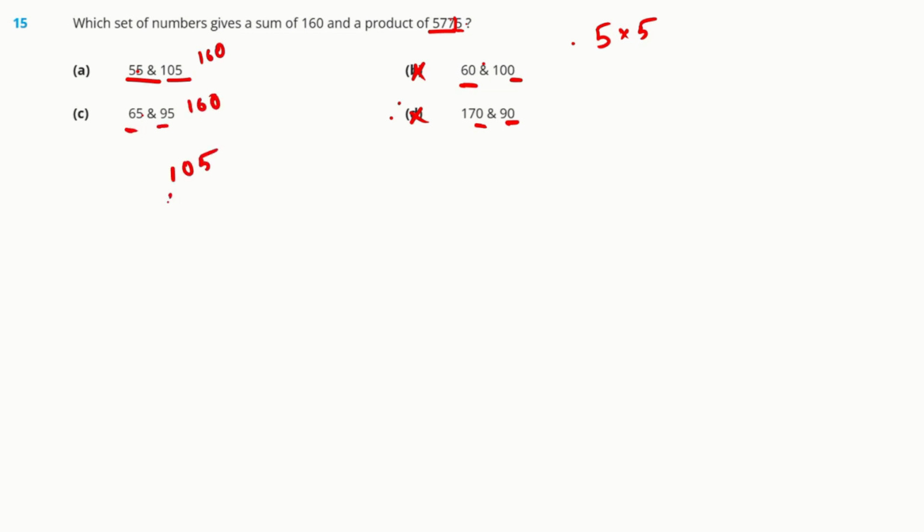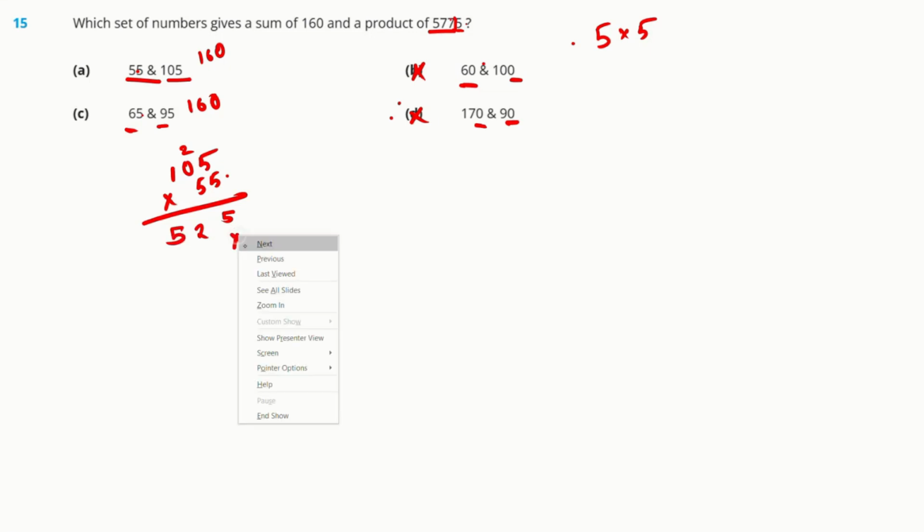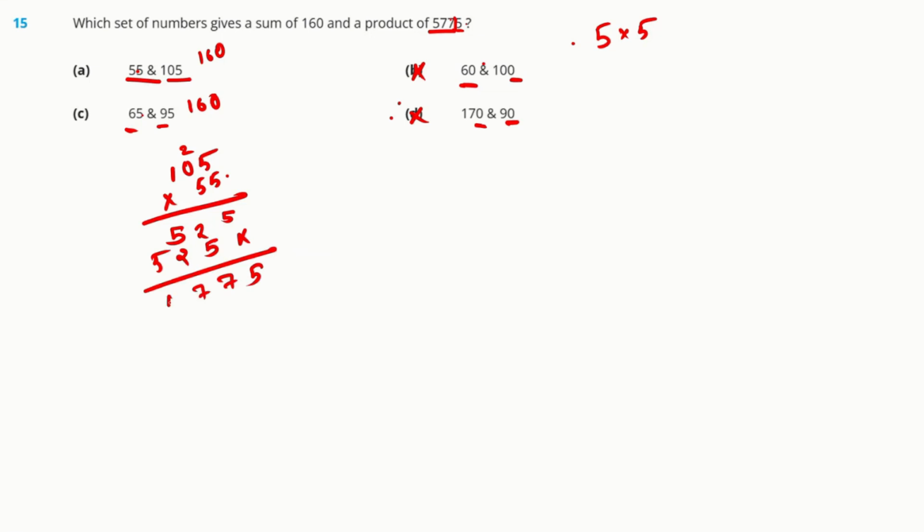If we start multiplying with the first possible option, 105 and 55. 5 fives are 25, carry 2. This becomes 525, and this again becomes 525. That's 5775, which matches our criteria. So yes, option A is the answer. No need of proceeding anymore.